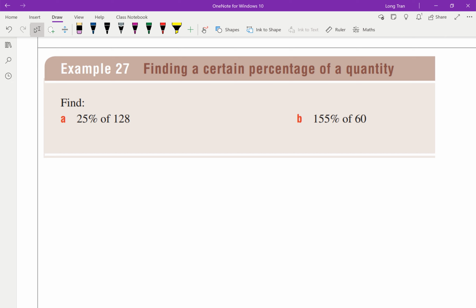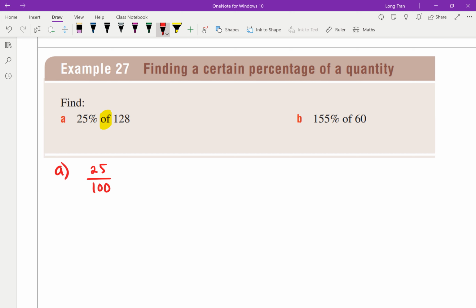So say you wanted to buy a shirt that was $128 and they wanted to know what 25% of that is. So 25% of 128 or 155% of 60. How do you work it out? So let's start. I'm going to write the question and then the method and the answer, right? So here we go. 25% means 25 out of 100. That's what percent means.